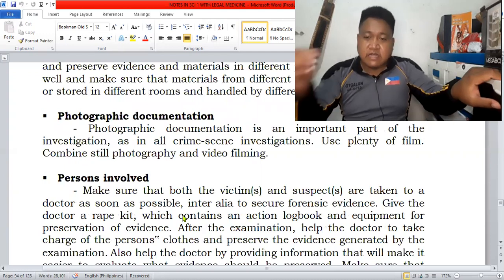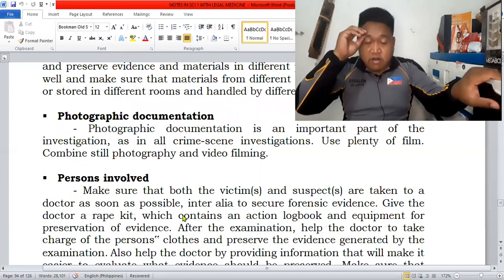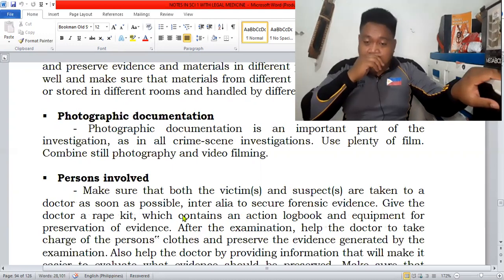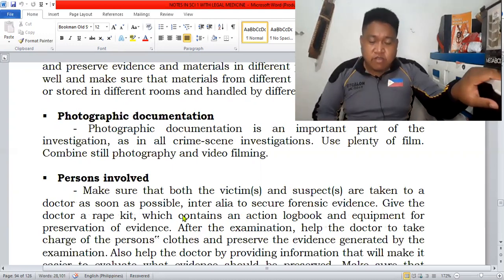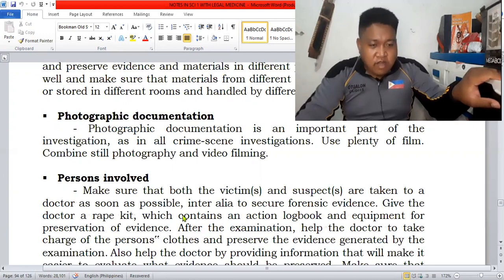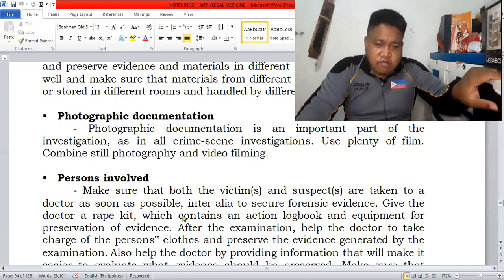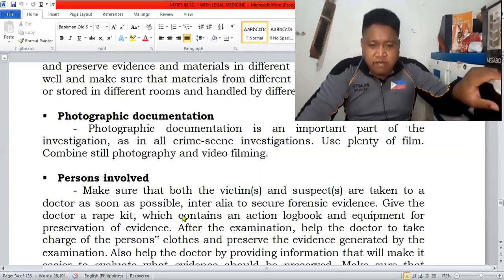That is what we said earlier. You treat them as a crime scene, therefore be careful. You take care of them because they have the evidence. Give the doctor a rape kit, which contains an action logbook and equipment for the preservation of evidence.